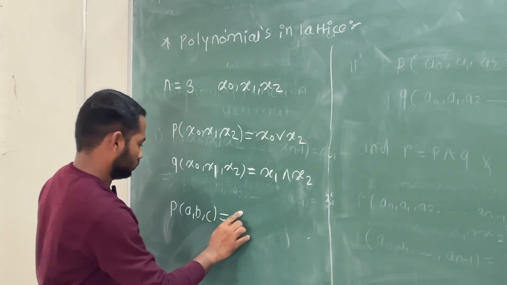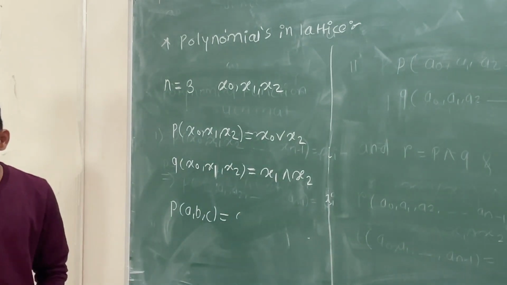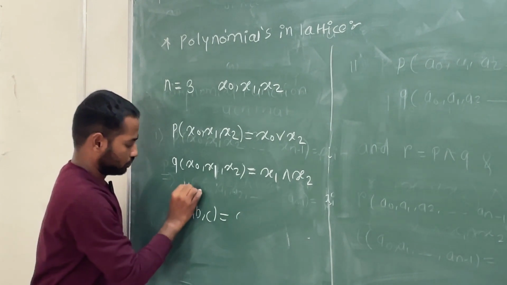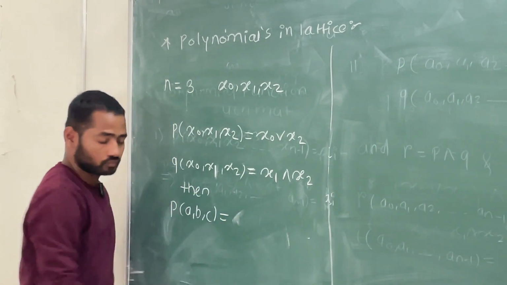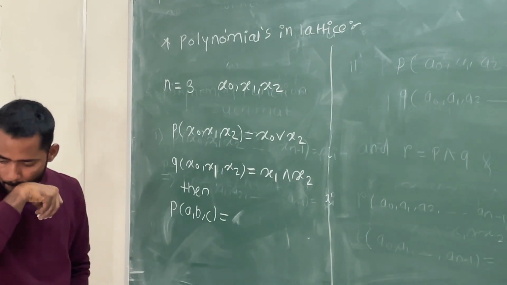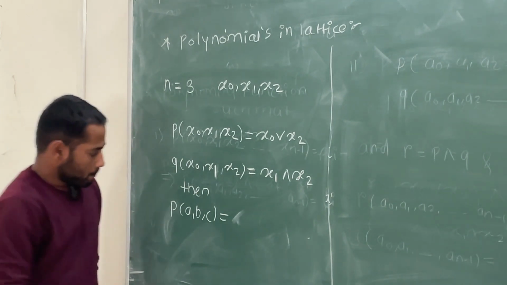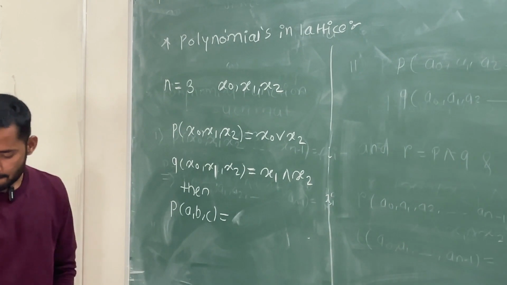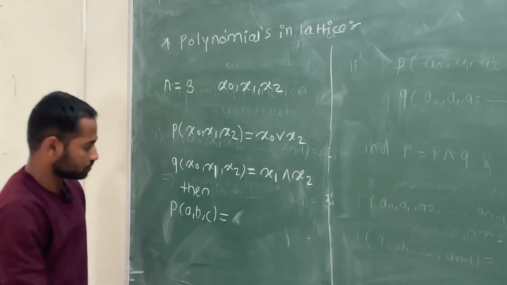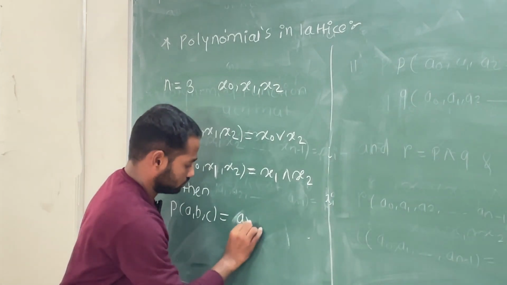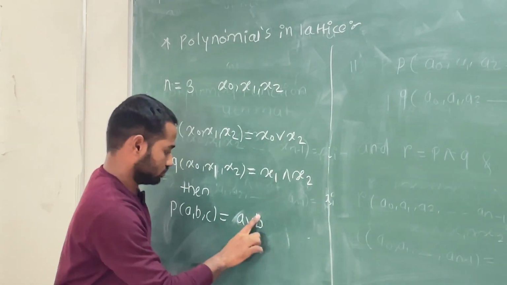What are you calculating? P of ABC. Okay, so then what is the value of P of ABC? Can you all tell what is P of ABC? Tell properly. A join B. How A join B? It is X naught join X, right? A join C. A join C.